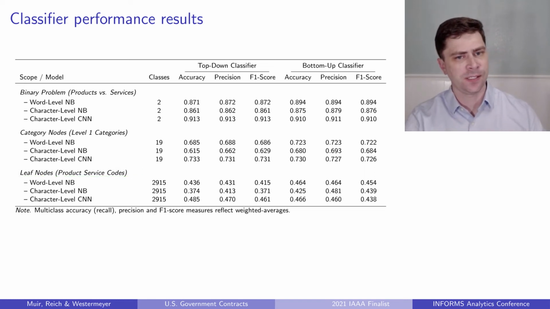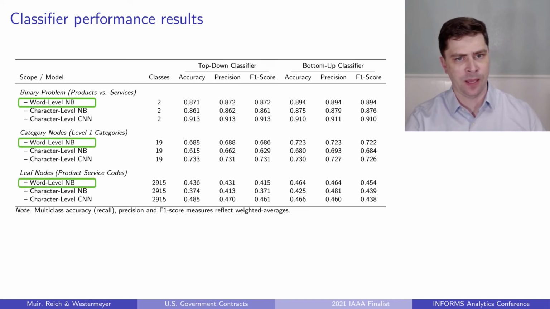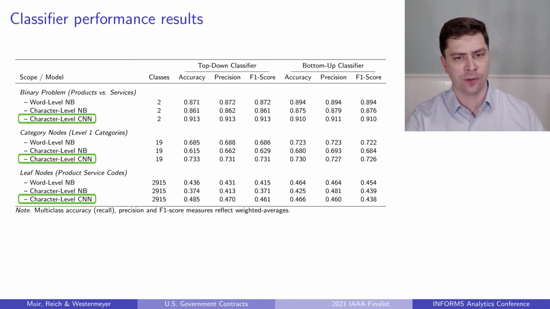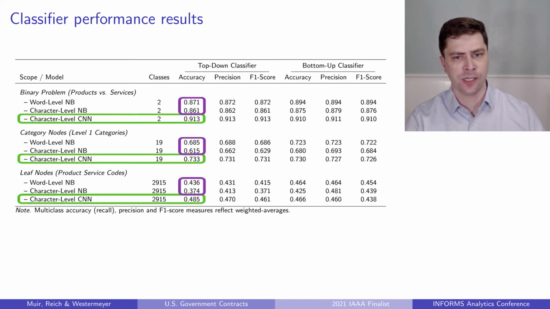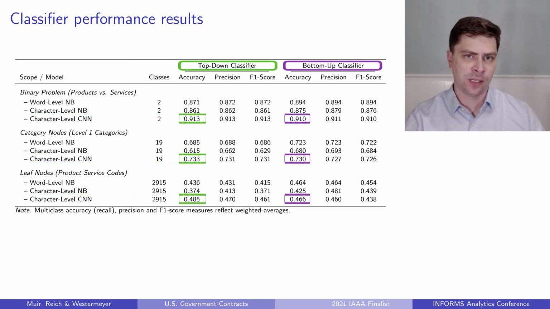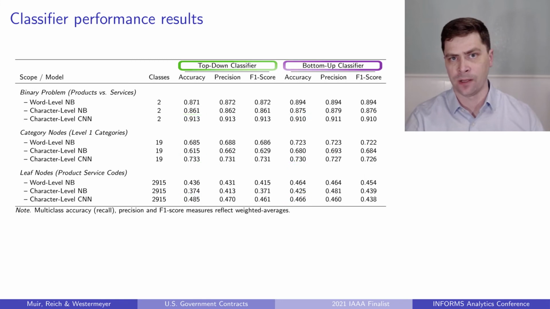In each of these instances, we're comparing the performance between the word level naive Bayes baseline, the character level naive Bayes, and our character level convolutional neural network. Character level CNN outperforms these other models in every instance, as does the top-down classification approach that accounts for the nature of the hierarchy and the clustering.